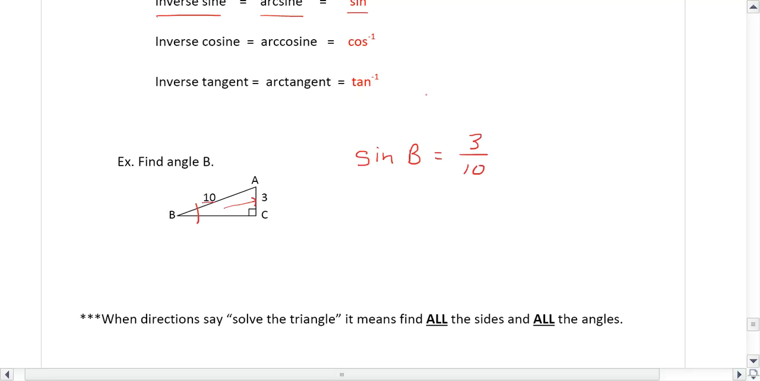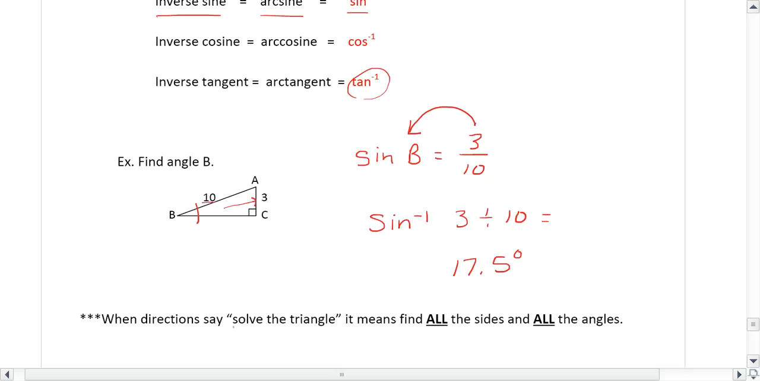So here's what I mean when I call these the backwards buttons. We know the ratio. We want to go backwards to find the degrees. So you use the backwards key, the sine inverse, punch that key, and then enter the ratio, 3/10, hit enter, and your calculator will give you the degrees. I'm going to round to the nearest tenth of a degree, so it's about 17.5 degrees.